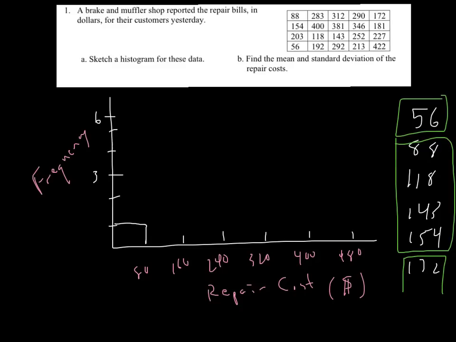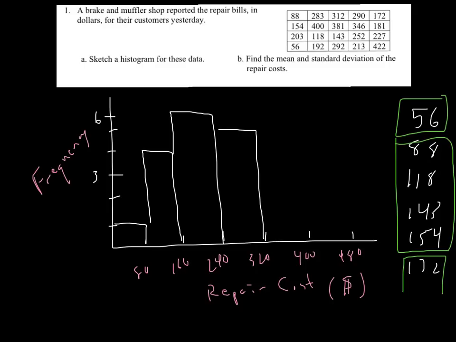My first bin has 1 item. My next bin has 4 items. From 160 to 240, I have 6 items, so that's all the way to the top. 240 to 320, I have 5 items, so that's right there. 320 to 400, I have 2 items. And I also have 2 items in the last one.